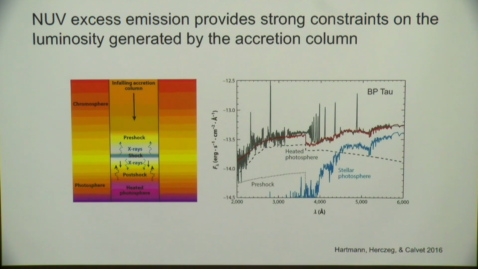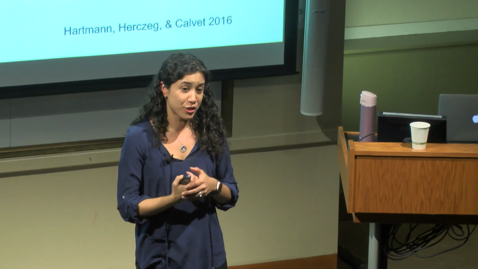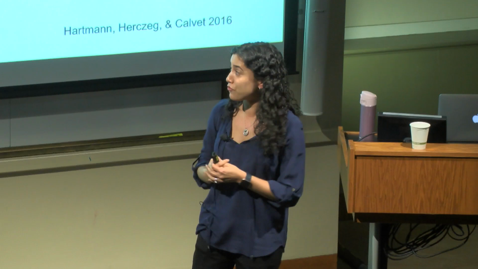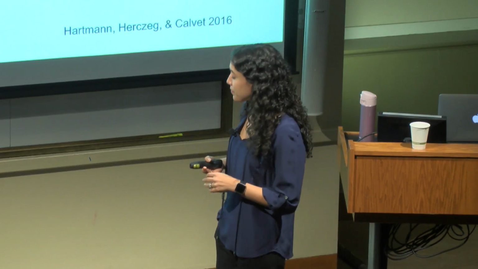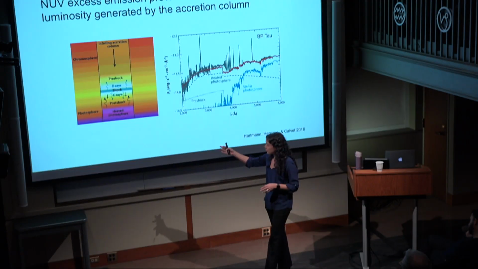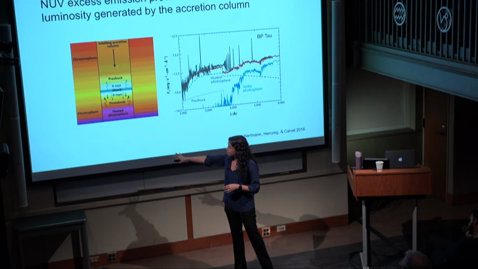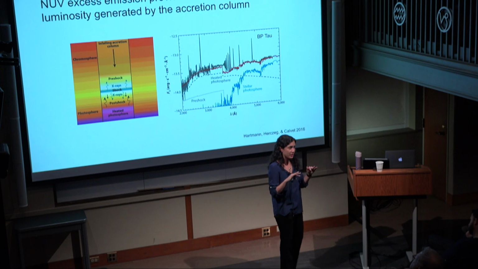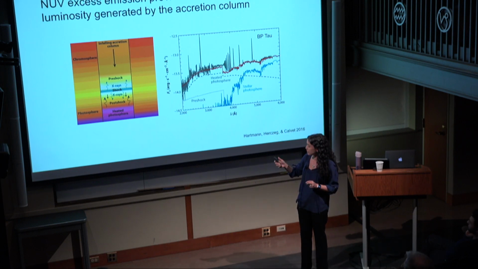So how do we go about modeling the accretion rates? How do we extract accretion rates from the excess that we see in the STIS and UV data? This is a simplistic model of an accretion column. We're assuming that the shock is plane parallel. So, a very simplistic model.